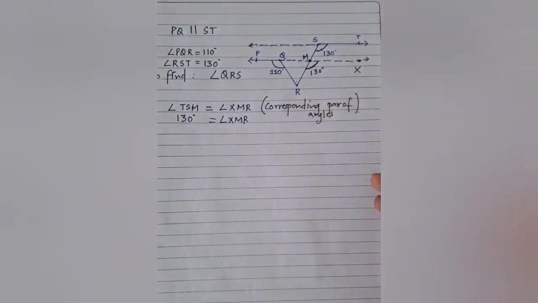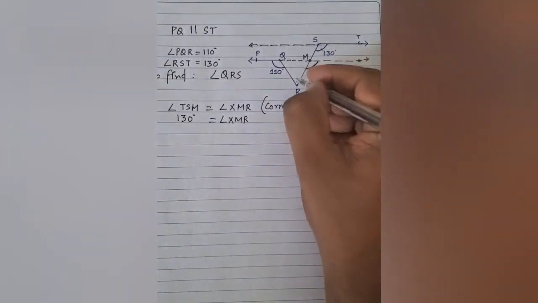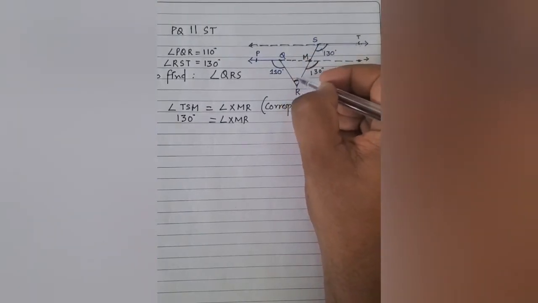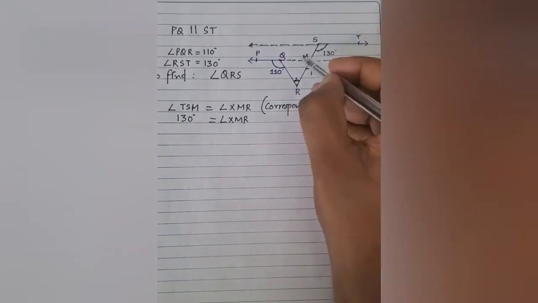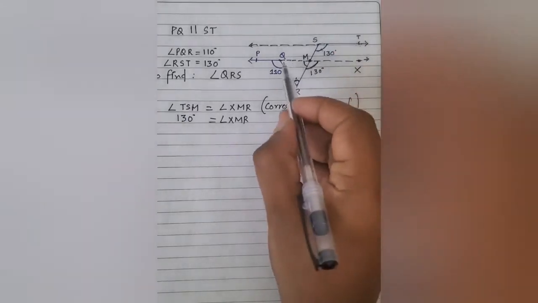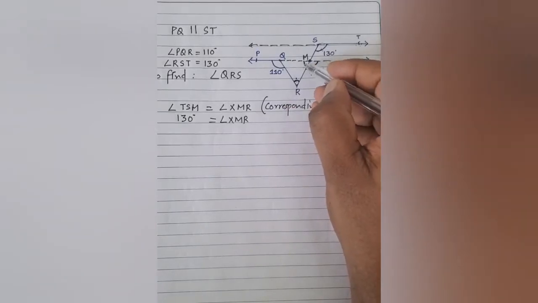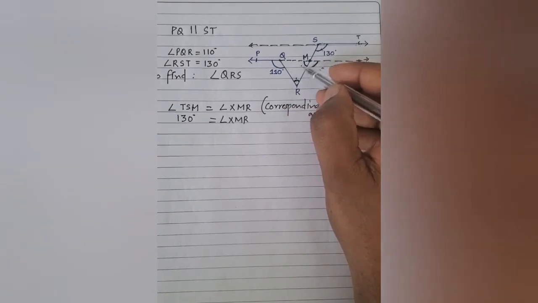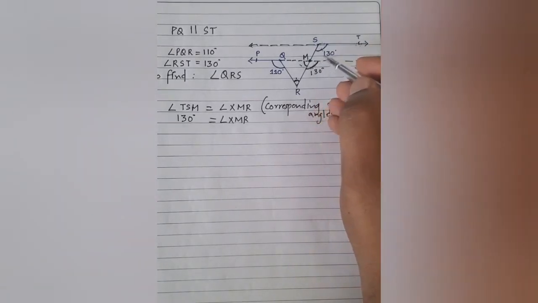Now having realized that, what are we supposed to find? QRS. Where is QRS? Here it is. This angle is something that we have to find. So what I'm going to do is, in triangle QMR, if this is 130, what would this angle be? What type of angles do they form? Yes, they form a linear pair of angles, or adjacent angles, and their sum is always equal to 180 degrees.